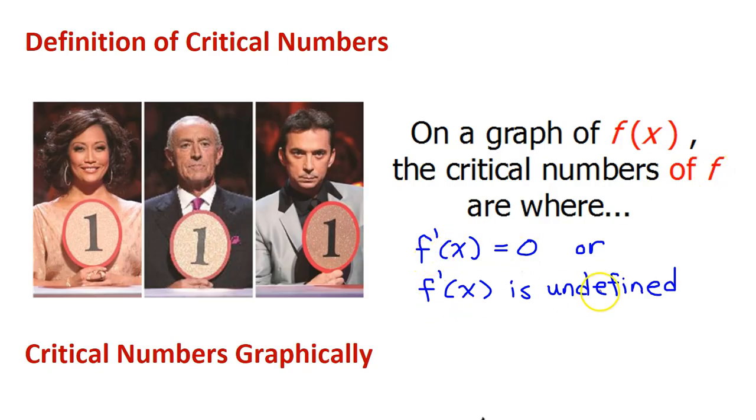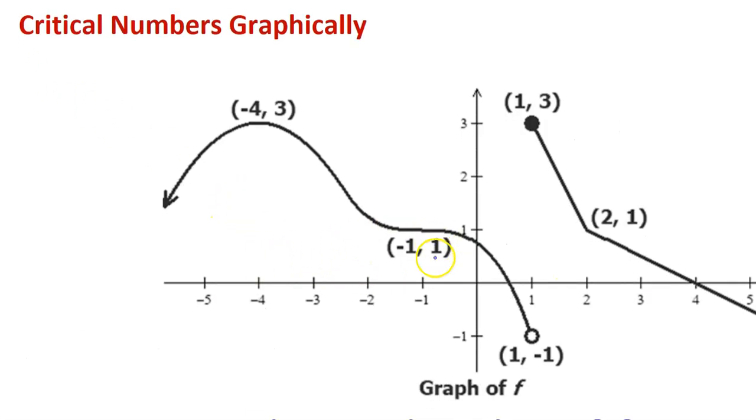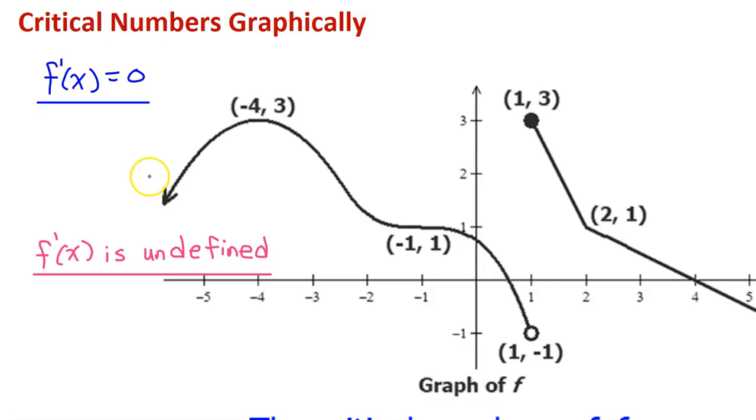0 or undefined. If you are given the graph of f of x, you should be able to easily identify the critical numbers of f. Remember, the critical numbers of f are where f prime equals 0 and where f prime is undefined. But we're looking at the graph of f, not the graph of f prime. So how do we know where f prime is equal to 0? Remember, f prime is the slope of f.